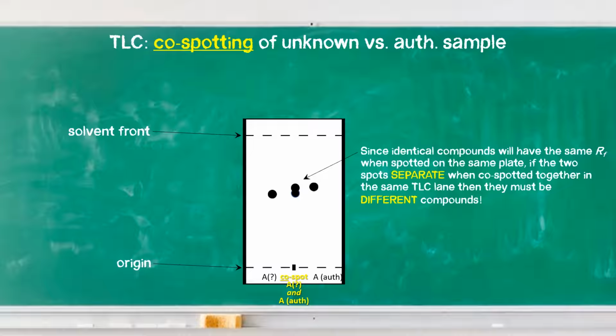Since identical compounds will have the same RF when spotted on the same plate, that is, they will travel the same distance from the origin, if the two spots separate when co-spotted together in the same TLC lane, then they must be different compounds.